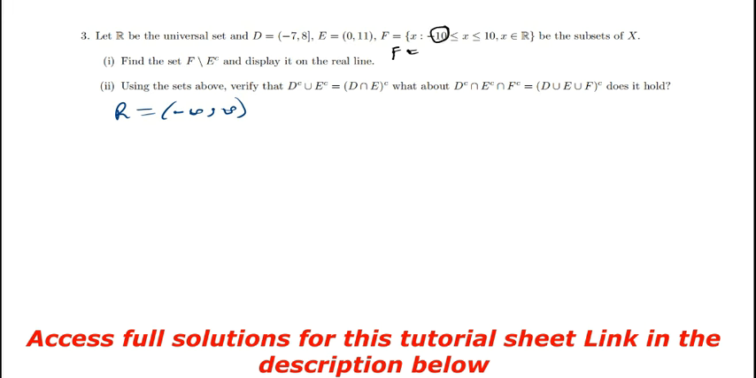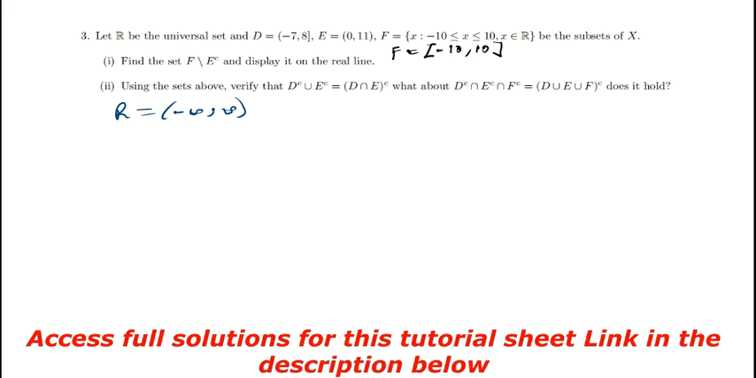negative 10 is less than or equal to x, meaning that negative 10 is included. So that will be negative 10 all the way to 10, which is also included because we are saying less than or equal to 10. So we're going to have negative 10 included all the way up to 10. So this is set F. Now that we have these, we can answer these questions.